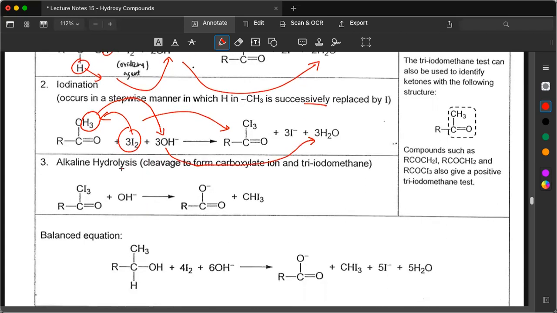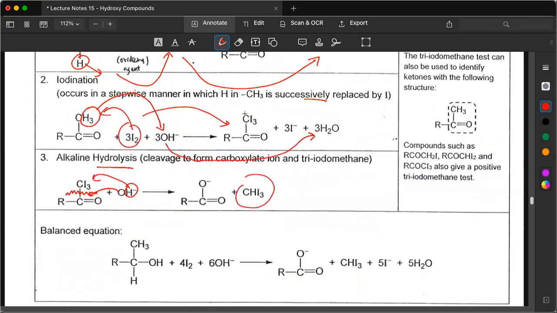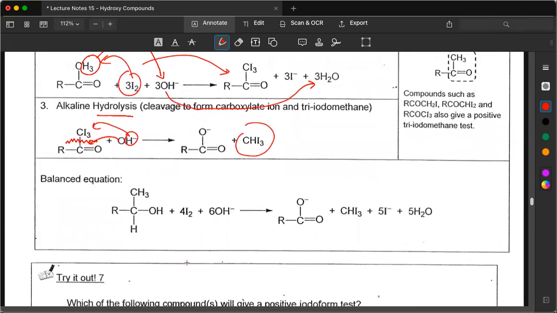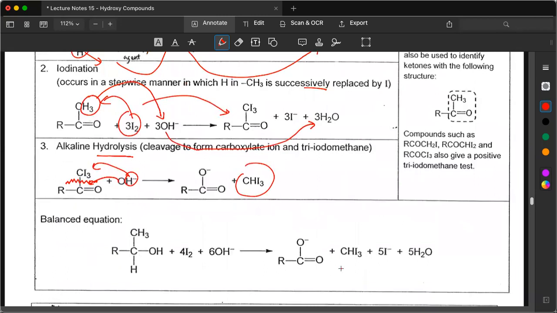Finally, we have the alkaline hydrolysis, where the bond between C and C is broken. In order to break this bond, you must use hydrolysis, which is able to break this bond. And you will form CHI3, and the O will form with the C. So this is the yellow crystals observed. If we combine these three equations together, we will form this balanced equation.